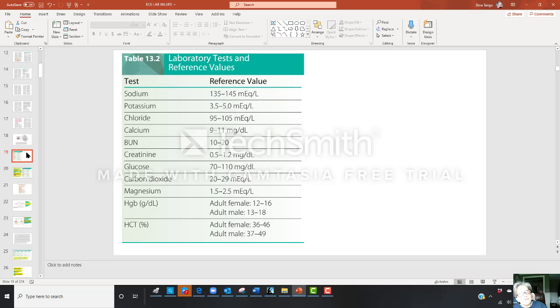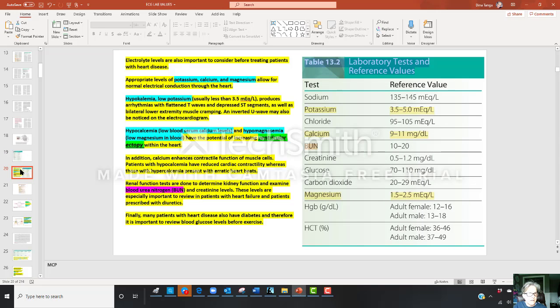Then we have table 13.2, laboratory tests and reference values, and I'll read and highlight a few of those. Electrolyte levels are also important to consider before treating patients with heart disease. Appropriate levels of potassium, calcium, and magnesium allow for normal electrical conduction through the heart.